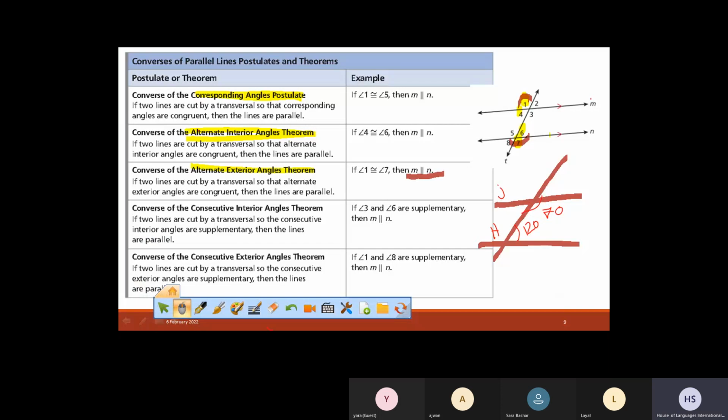Are they supplementary? What do I mean by supplementary? They are if their summation is 180. Add them together. They will give you what? 190, which is not 180. If they are not supplementary, we cannot say that, this is wrong. We can't say that because they are not supplementary.